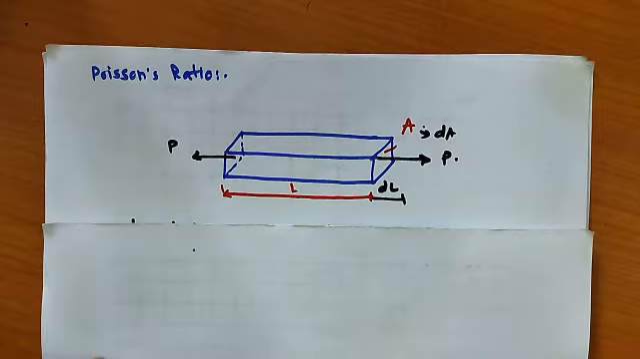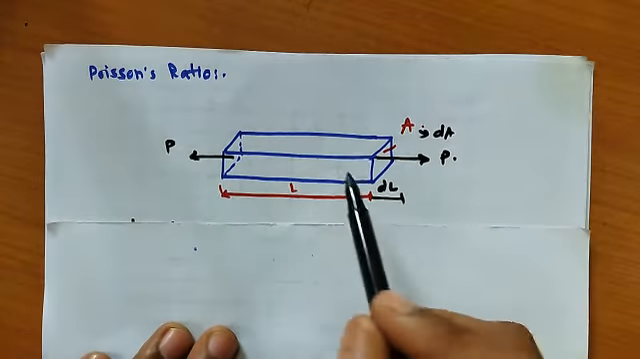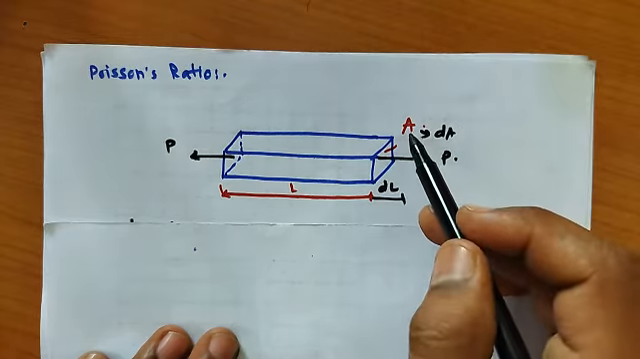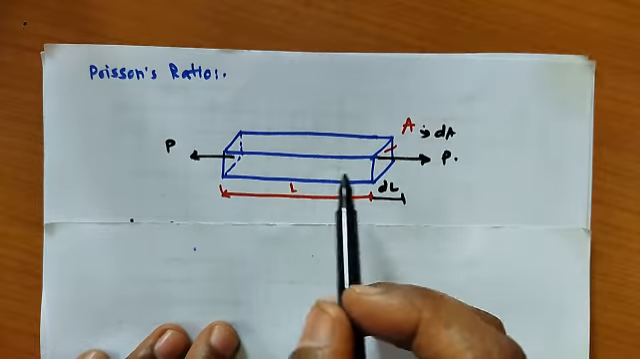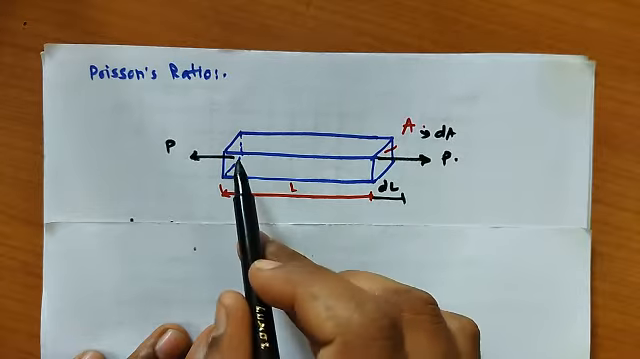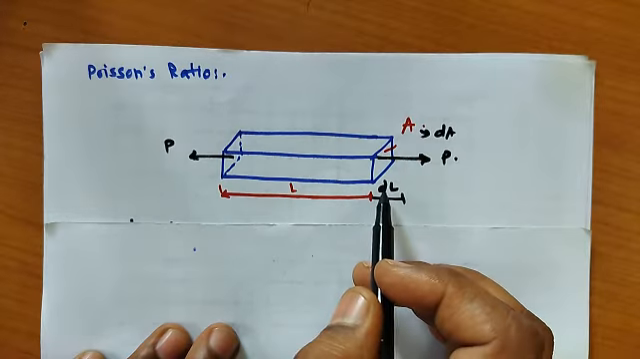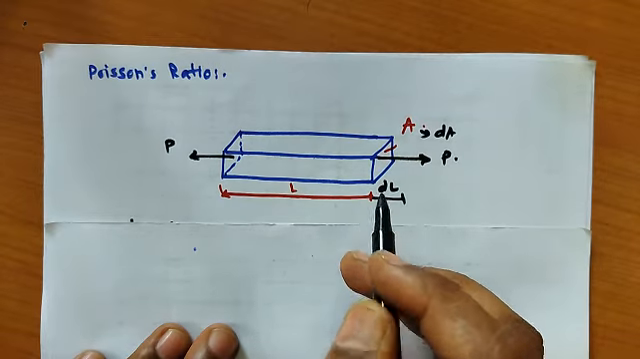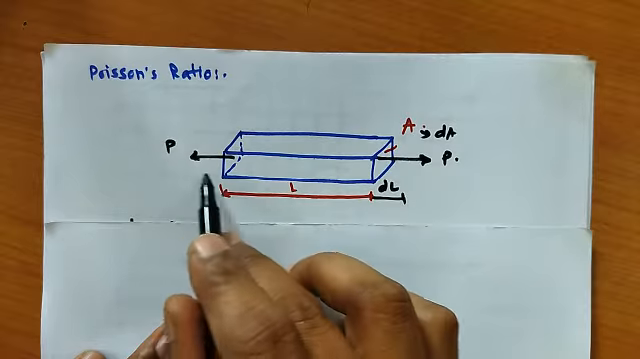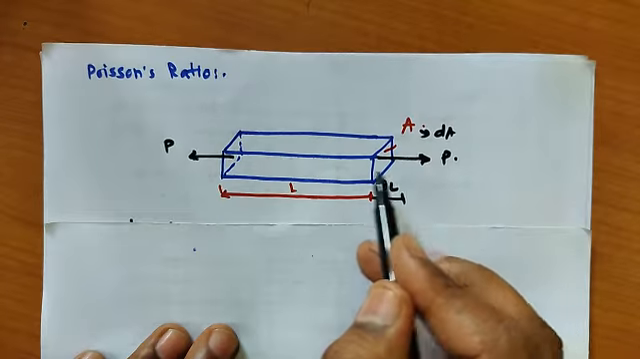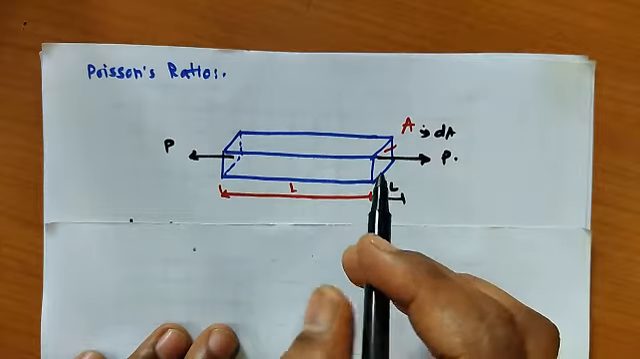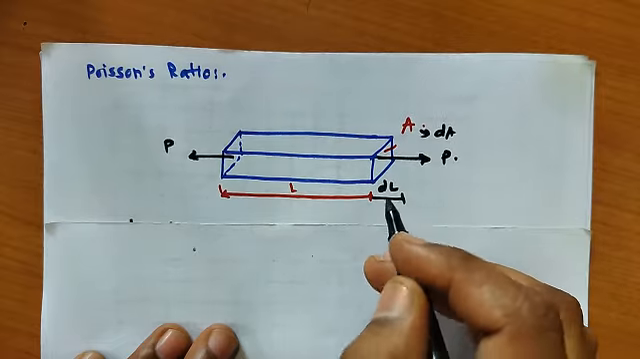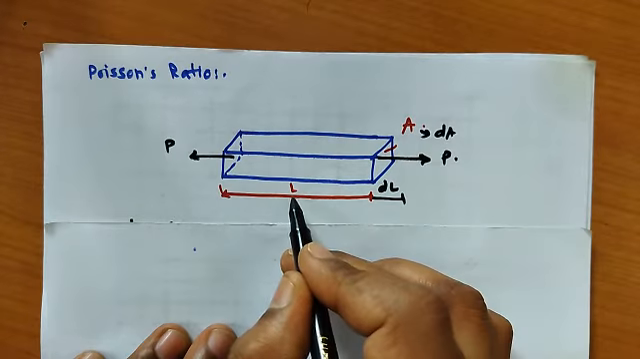Now we'll see Poisson's ratio. The same figure we have considered here. We have a bar with length L and cross-sectional area A. Suppose we apply a tensile load, then what will happen? Its length is going to increase, so strain will be developed. The length increases in the longitudinal direction, that means along the axis of the bar. That's why this strain is called longitudinal strain, the ratio of change in length to the original length.